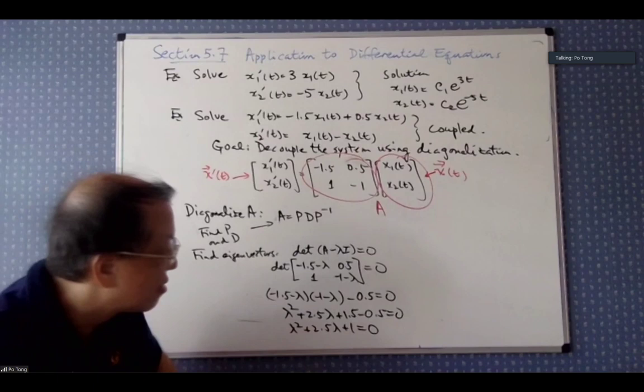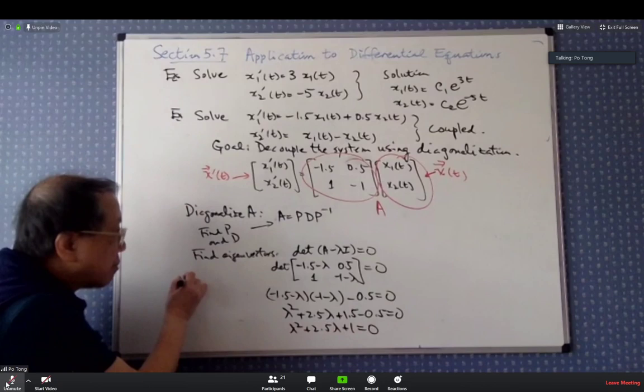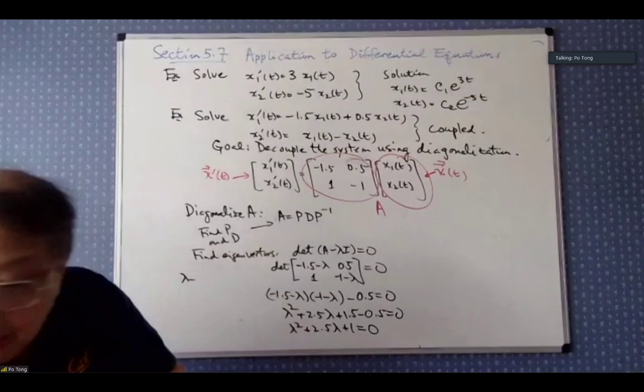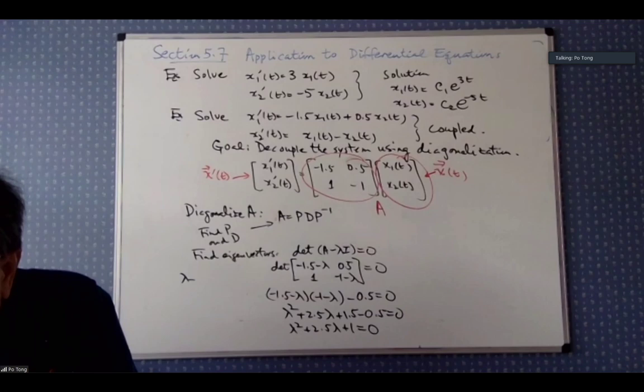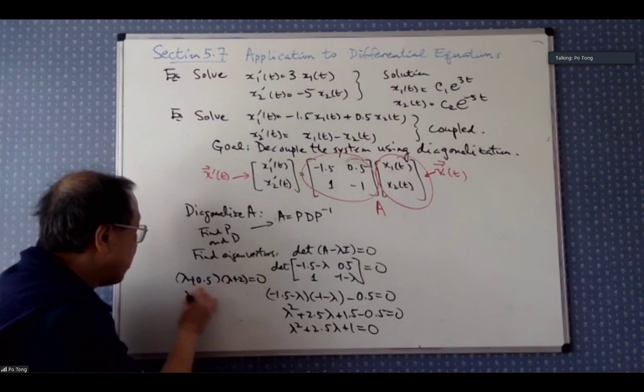Anyone? Factorize this guy. Two numbers multiplied together is 1. Add together is 2.5. 2 and 0.5. Very good. 0.5 and 2. Which one do I want first? I want to follow the same notation as I have. Lambda will be equal to negative 0.5 or negative 2.